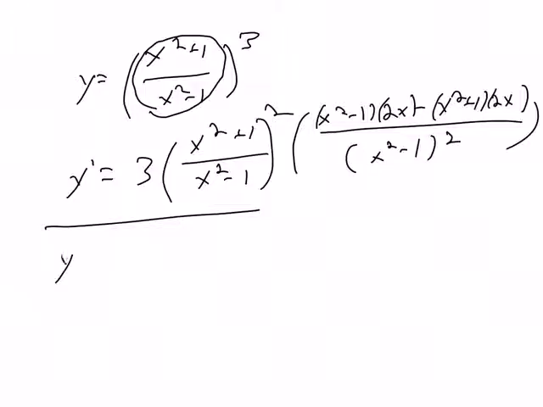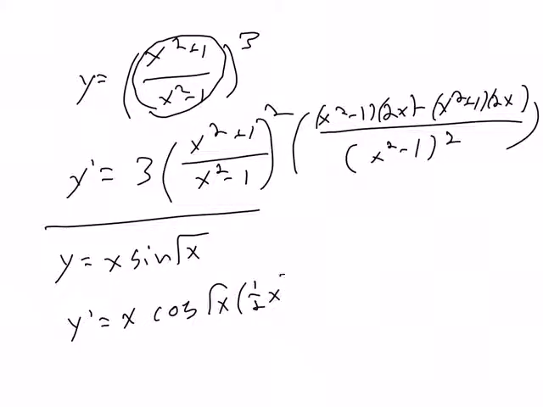Next problem, we have problem 22. y is equal to x sine square root of x. So y prime is going to be x cosine square root of x times 1 over 2 x to the negative a half. Right, so x remains the same. We take the derivative of this, which is cosine of that, with the chain rule. Then we take the derivative of that, which we get that, plus sine square root of x times the derivative of x, which is 1, x remains the same.